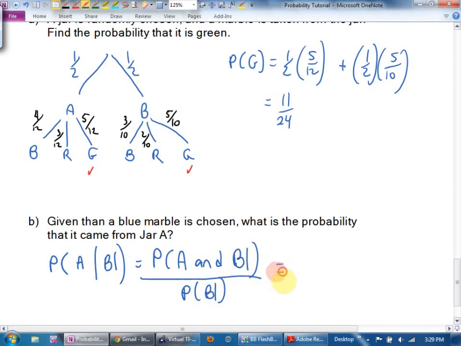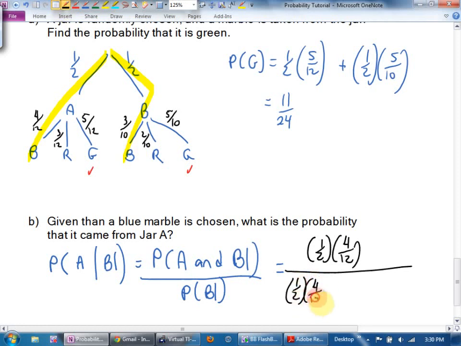Look at my tree. What's A and blue? I think that's that branch, isn't it? Half, 4/12. Divided by, what's blue? Well, I think that branch or that branch. I think in the bottom it's going to be a half 4/12 or a half 3/10. Can I cancel? No.